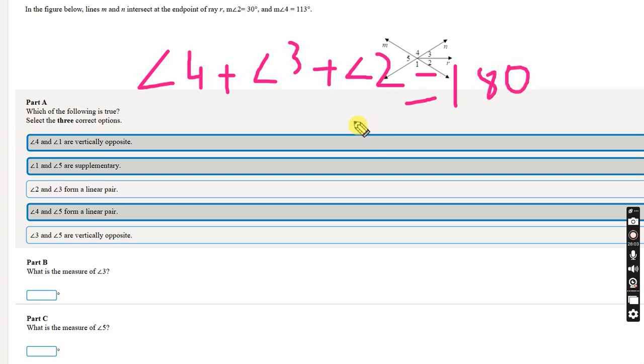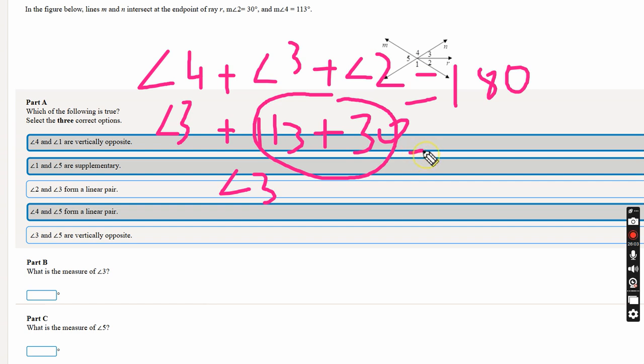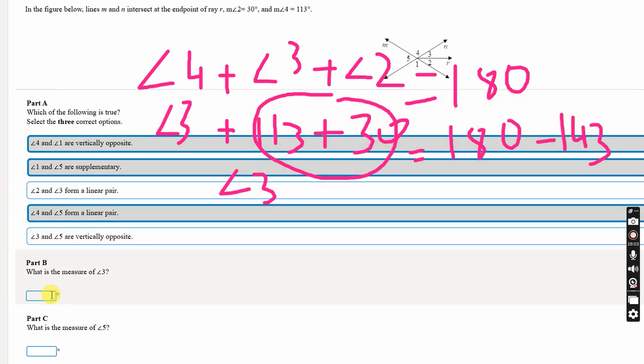Now you know what measure angle 2 is, that is 30. You know what measure angle 4 is, that's 113. And you're looking for measure angle 3. So just add both of them. Add 113 plus 30, then 180 minus that, because it's supplementary. That gives you 37 for angle 3. Remember, you take this to the opposite side, you add them, take it to the opposite side, 180 minus 143, you will get 37. So 37, okay?